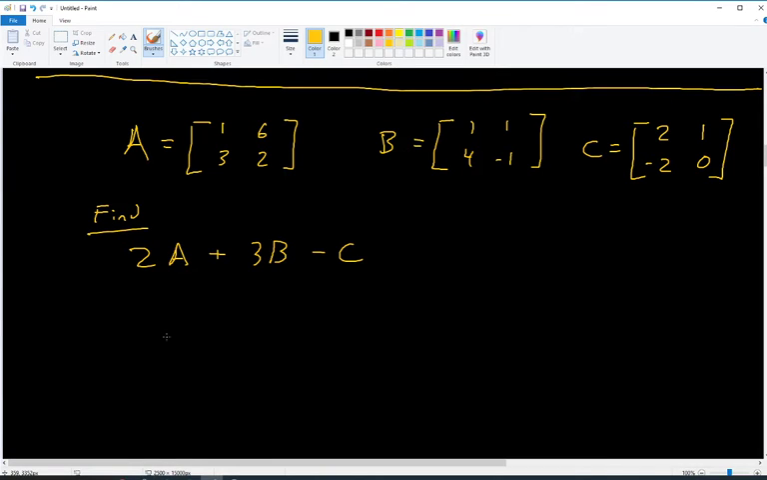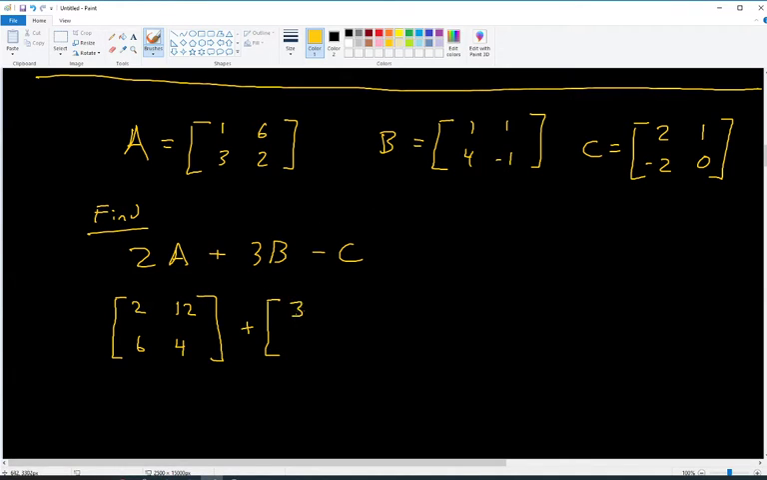So what we do here is we'll write down the matrix 2 times A. We'll write down the matrix 3 times B and the matrix C itself, and then we'll add the 2A and the 3B elements together and subtract the C element, and that'll get us our answer. So 2 times the matrix A: 2 times 1 is 2, 2 times 3 is 6, 2 times 6 is 12, 2 times 2 is 4. We're going to add that to 3 times the matrix B.